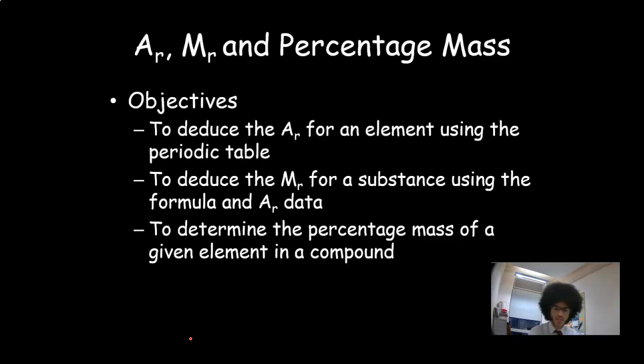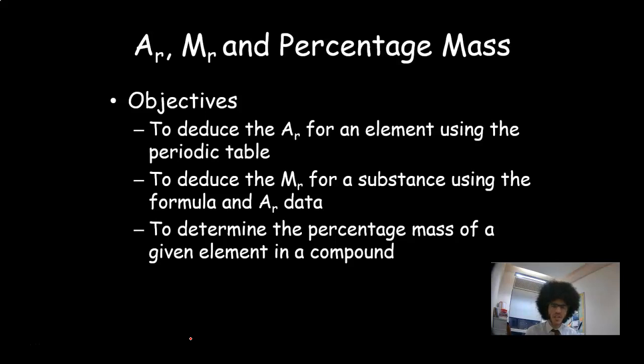By the end of today's lesson, you should be able to know three things. You should be able to deduce the AR for an element using the periodic table. You should be able to deduce the MR of any substance, element or compound using the formula and also AR data. It's pretty straightforward, those first two. And then finally, determine the percentage mass of a given element in a compound, which is also relatively straightforward, but you just need to know how to do it.